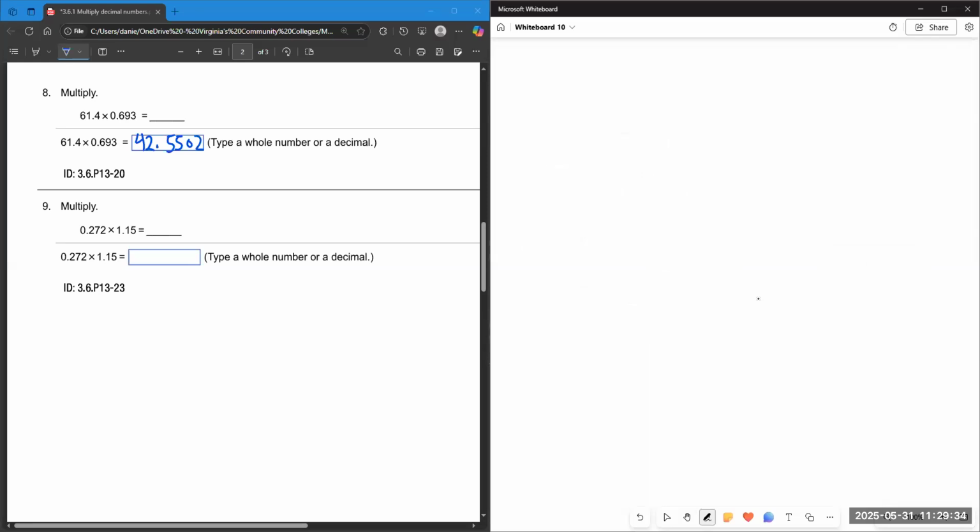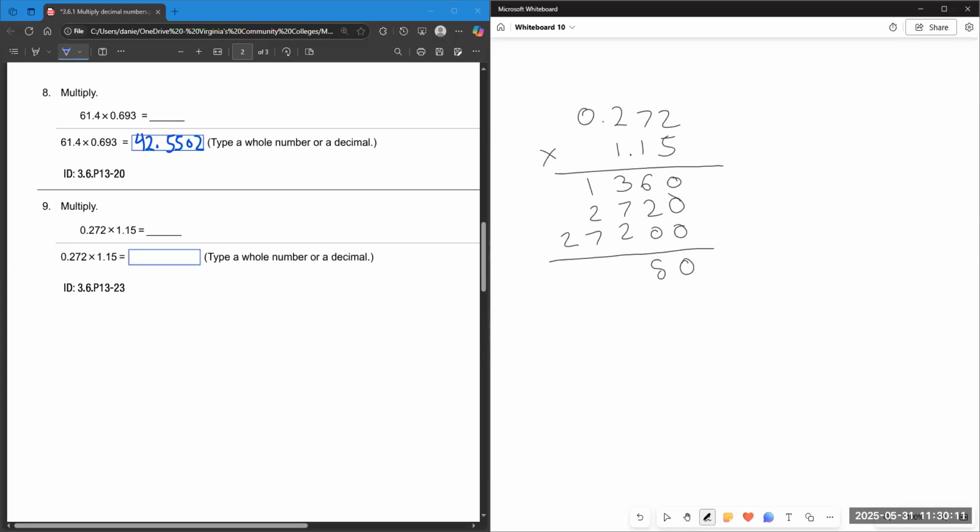For our last problem here, we have 272 thousandths times 1 and 15/100ths. 5 times 2 is 10. 35 and 1, that's 36. 10 and 3, that's 13. Slide over 1, get rid of the carries. 2, 7, 2. Slide over 2. 2, 7, 2.